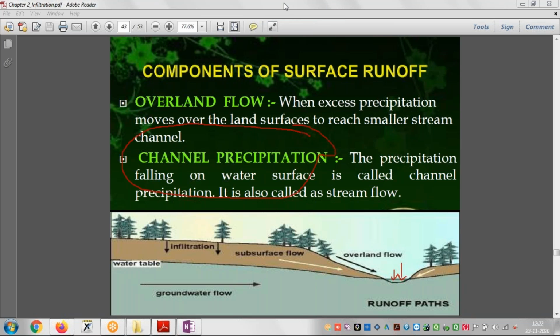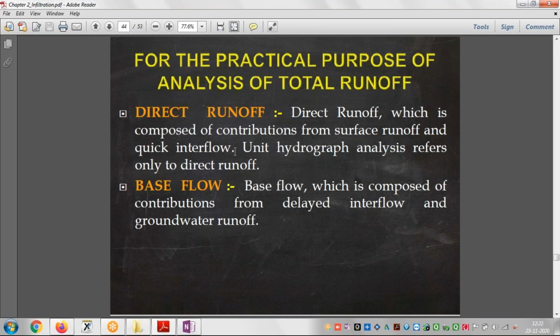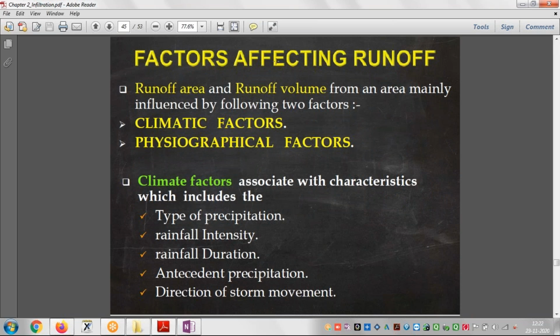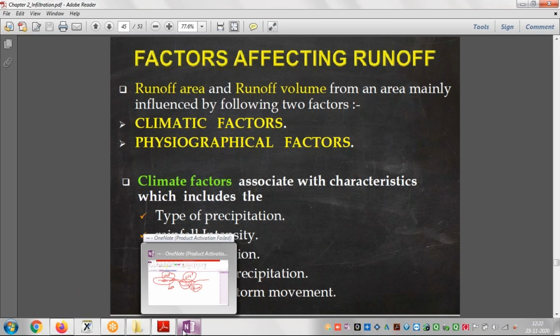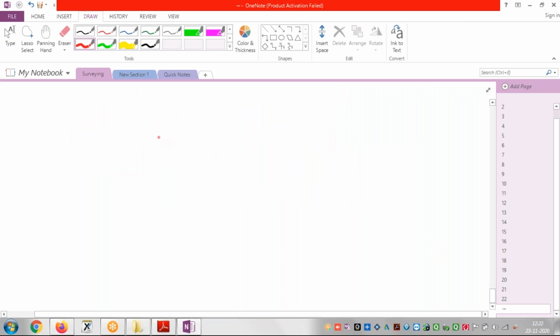Now, direct runoff and base flow, I have already cleared to you. Now there are some factors which affect the runoff. Now it is very, very important. You might have seen that in some of the wadis in Oman, if a small rainfall occurs, the wadi fills with very high water in a very short period of time, and this water comes onto the river.